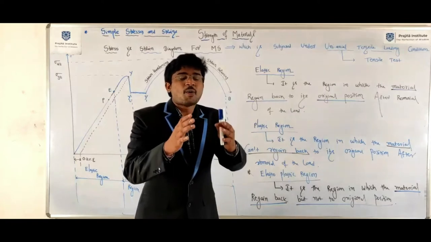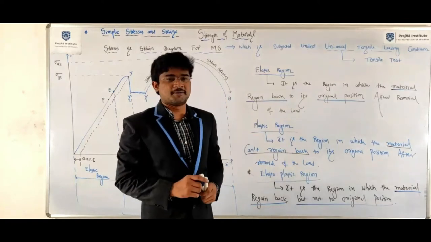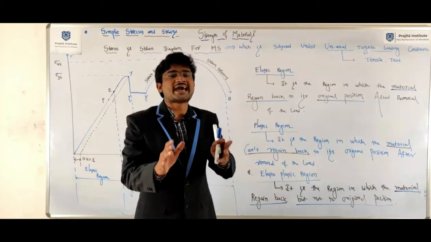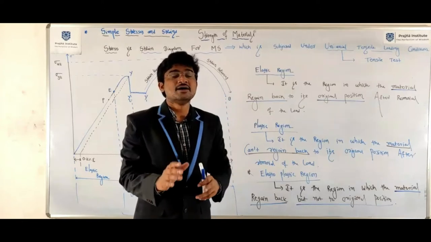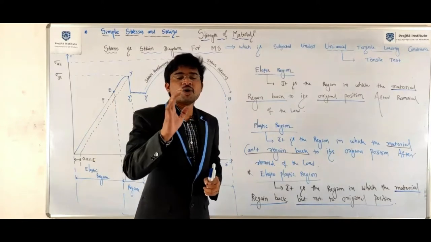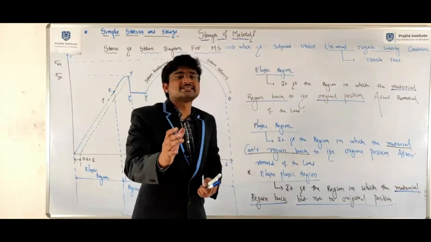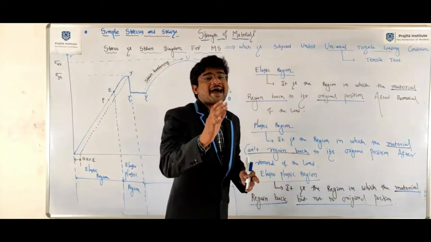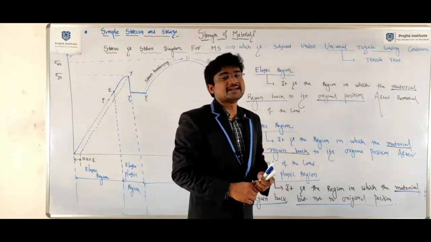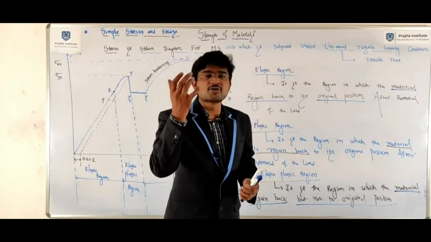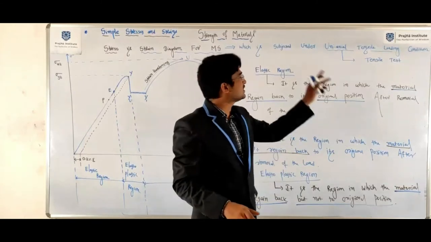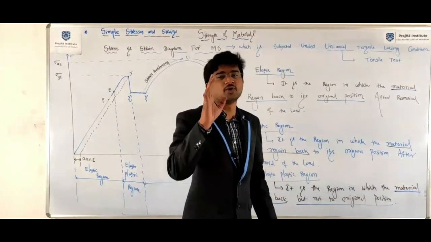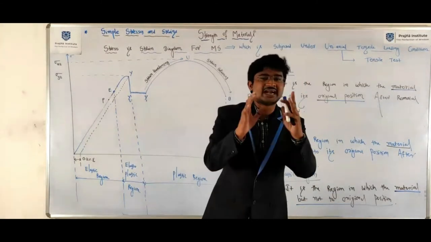Now here, what kind of fracture will occur for mild steel under uniaxial tensile loading? Cup and cone fracture. Why? Because ductile materials are weak in shear. Fracture will occur along the maximum shear stress plane. That is why you will get cup and cone fracture for ductile material under uniaxial tensile loading. That is tensile test.